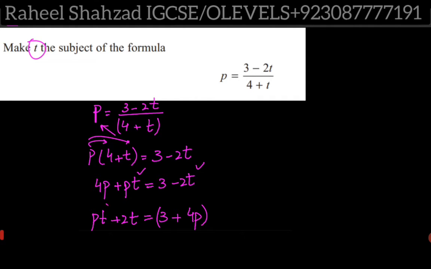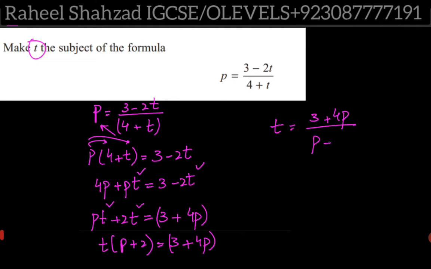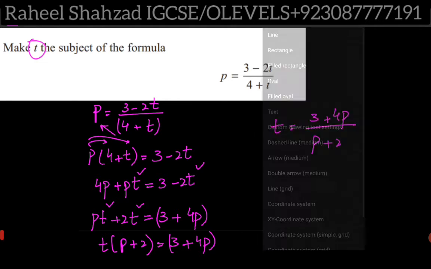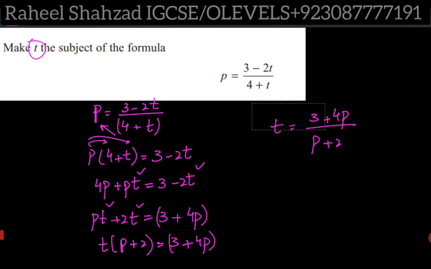And in the next step we need to take t common. So it is t times p plus 2 is equal to 3 plus 4p, and t will become equal to 3 plus 4p divided by p plus 2. So what we have done is we have changed the subject from p to t of this question, right?